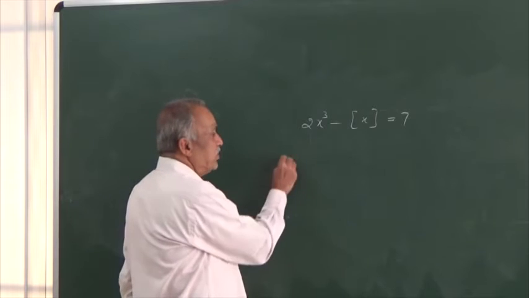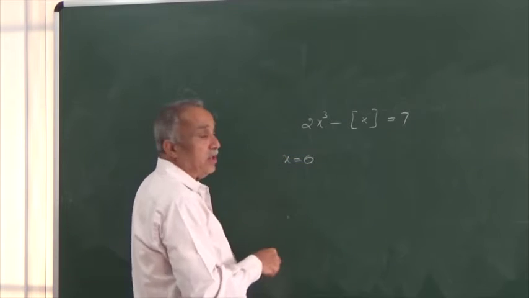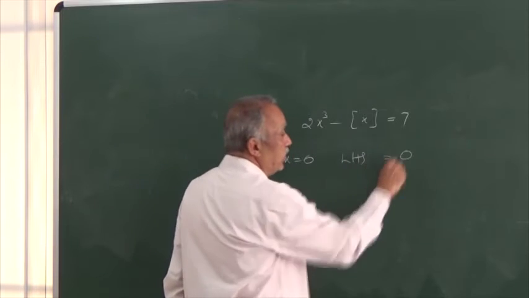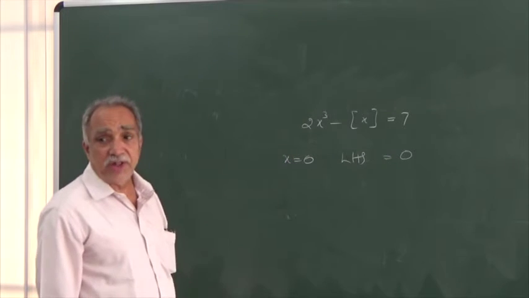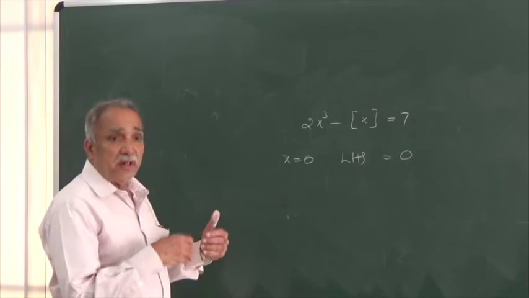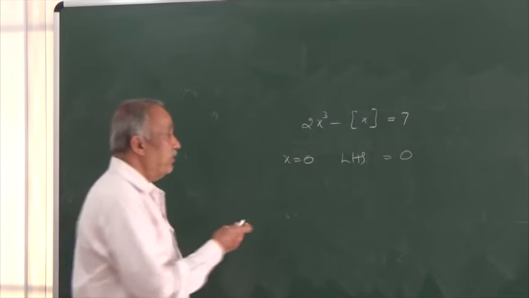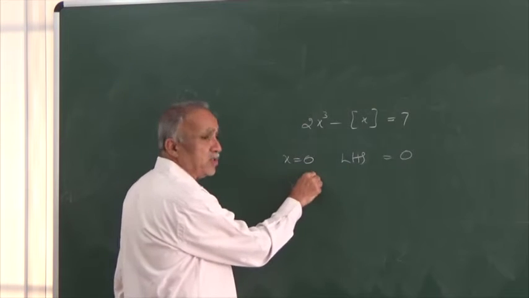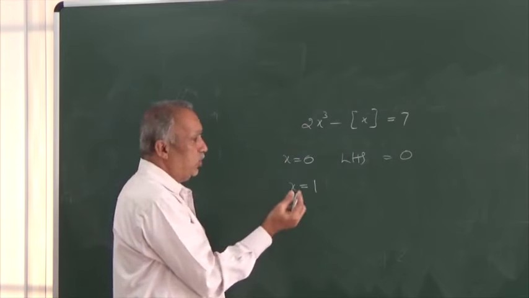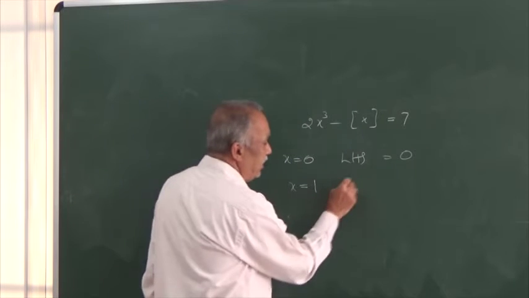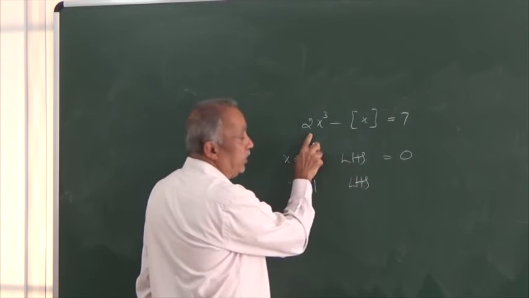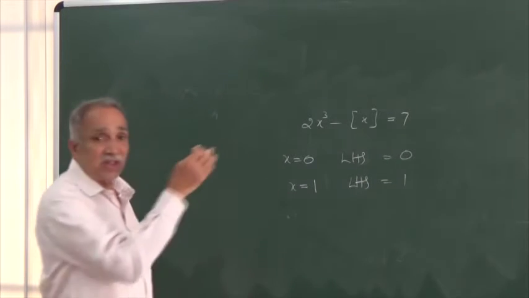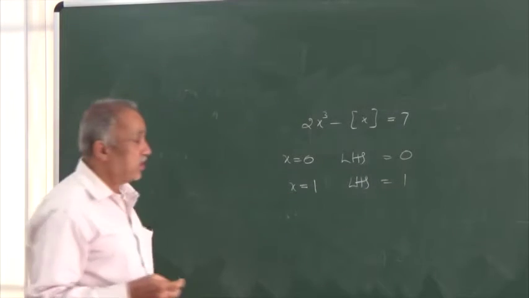What happens if x is equal to 0? Left side becomes 0 minus 0 equal to 0. The equation is not satisfied. Let me take up the next integer value for x. I am just trying, I do not know when I am going to succeed. Left side now will be 2 into 1 cube minus integer part 1, which is 1. Still it is less than what we are required to obtain, 7.